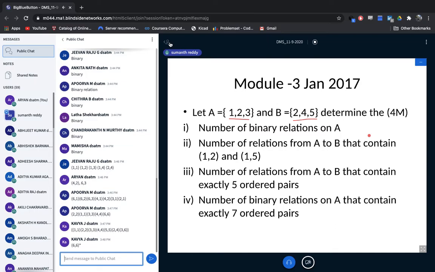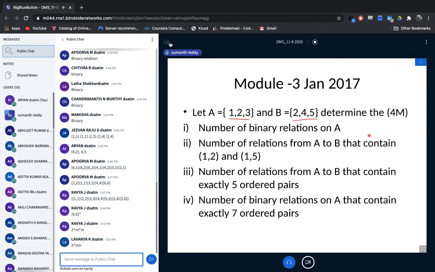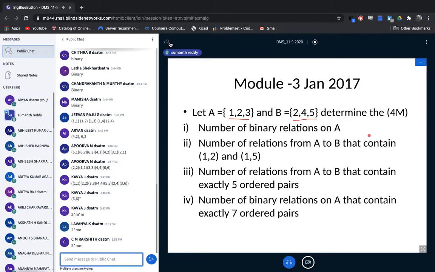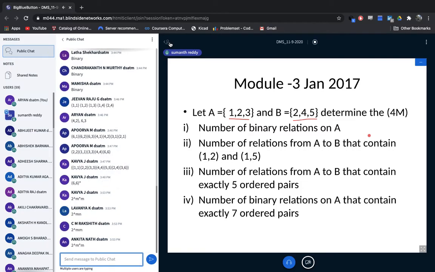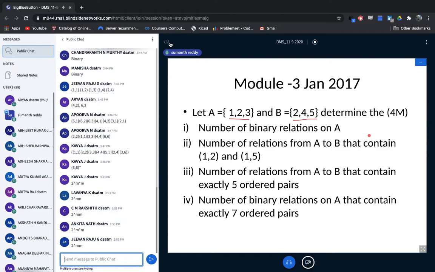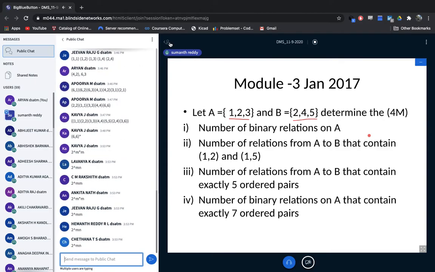What is the formula for binary relations, students? If you know the number of elements in set A, what is the formula for that? The formula to find the total number of relations. Yes, exactly, 2 to the power of m into n. Since he has defined it on the same set A, it's correct, 2 to the power of m into m. Fine. Okay, so that is the first question.